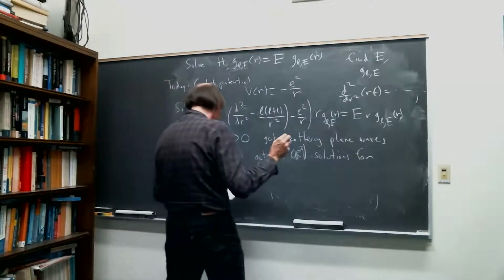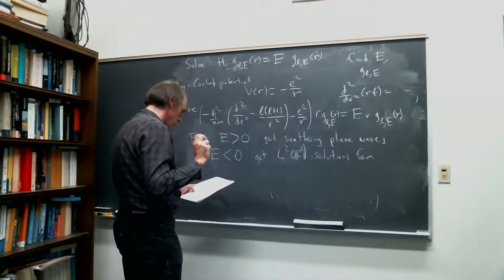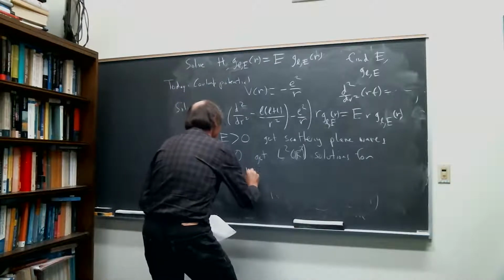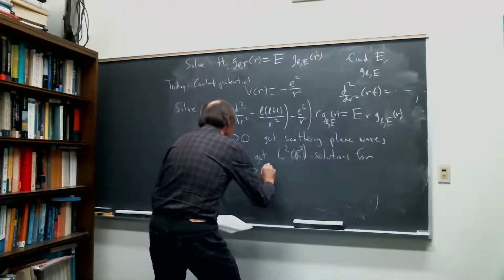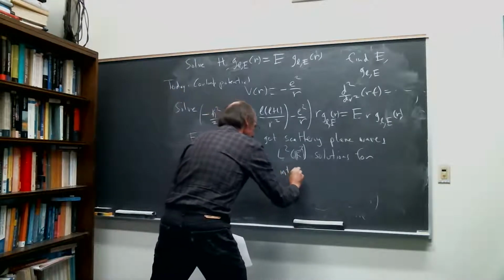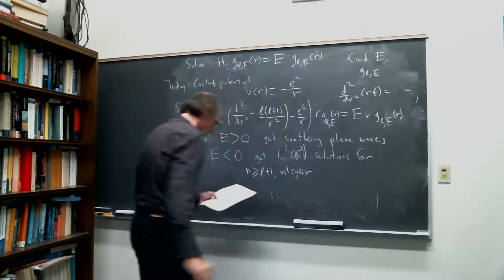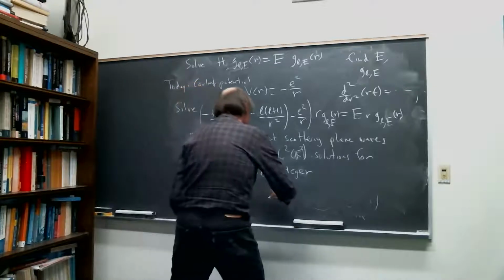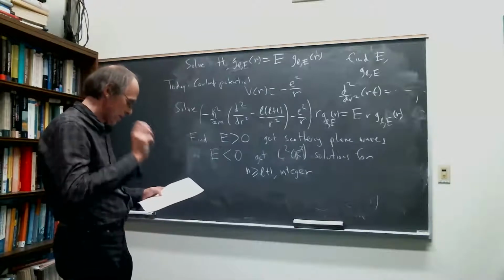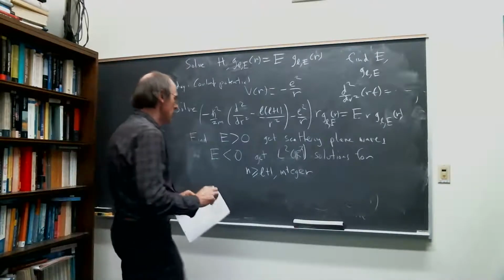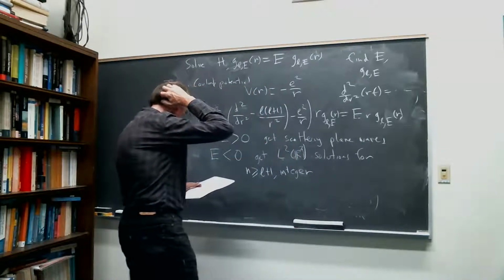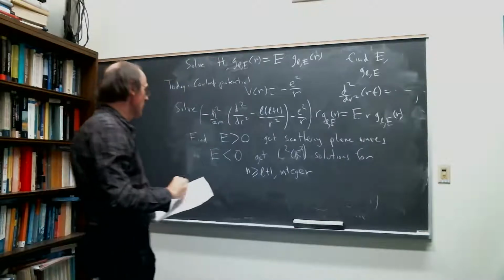So you get L2 solutions for n greater than L plus 1, an integer, and then with E, sorry, let me just say it with n. Okay, so n equal to 0.